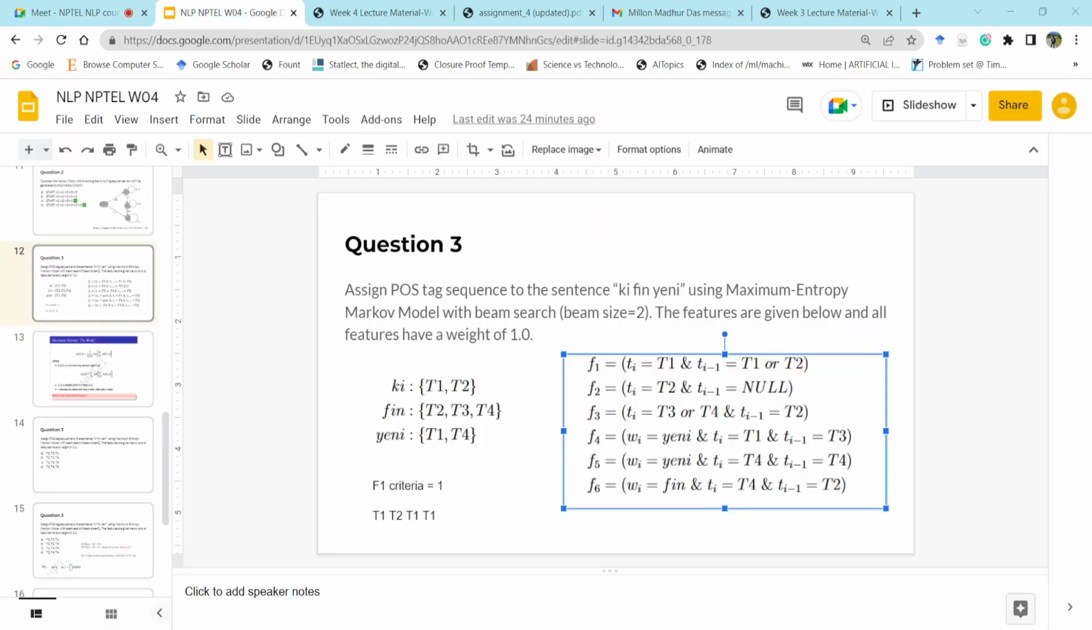So again we can say this part is 0. So this is 1 by Z into e to the power 0. Similarly, if you check for P of T3 comma fin, this will also be the same, 1 by Z e to the power 0, and similarly for the rest. So P of T4 would be the same.